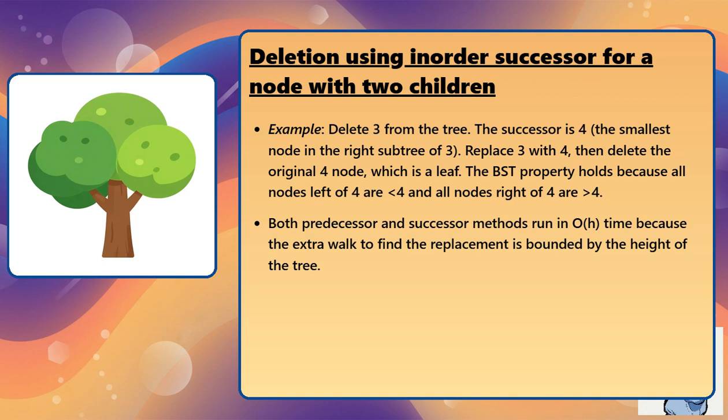Both predecessor and successor methods run in O(h) time, because the extra walk to find the replacement is bounded by the height of the tree.